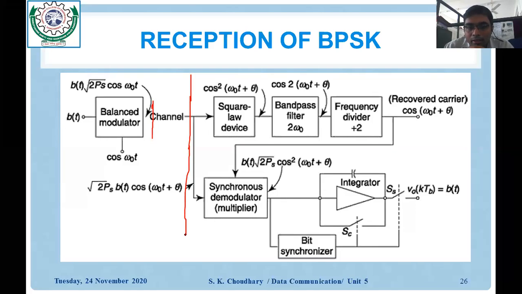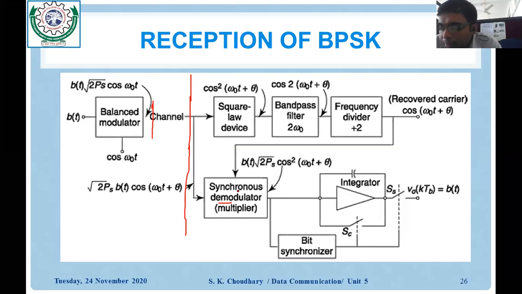You can see there is a demodulator section where the signal square root of 2 P_s b(t) cos(omega naught t plus theta), that we have discussed, is received at the demodulator input. This is actually a synchronous demodulator. The other circuitry you can see in the receiving end is the square law device, band pass filter, and frequency divider, mentioned in this particular diagram. So how does this reception occur?